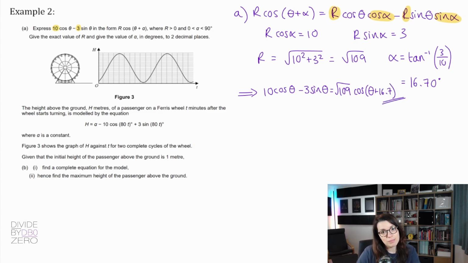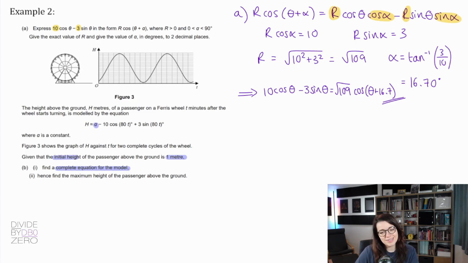Now, part B is where the modelling comes into it. We've got a Ferris wheel, and it says the height above the ground of a passenger on a Ferris wheel t minutes after the wheel starts turning is modelled by this equation. Figure 3 shows the graph of h against t for 2 complete cycles of the wheel. Then it says, given that the initial height of the passenger above the ground is 1 metre, find a complete equation for the model. So basically that's asking us to find alpha.